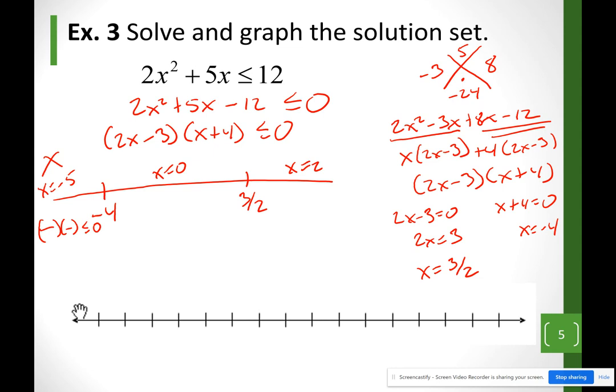All right, let's try x equals 0. The first parenthesis, 2 times 0 minus 3 gives me a negative. My second parenthesis, 0 plus 4 gives me a positive. Is negative times a positive less than or equal to 0? Yes.